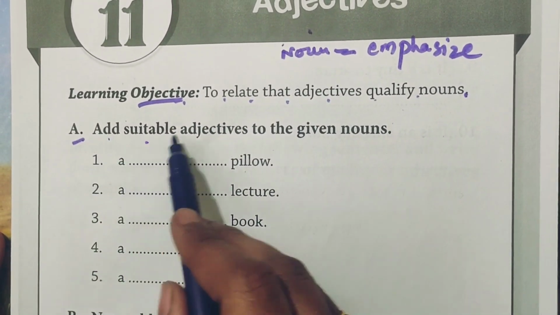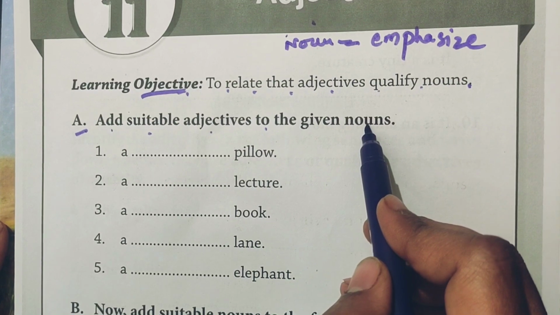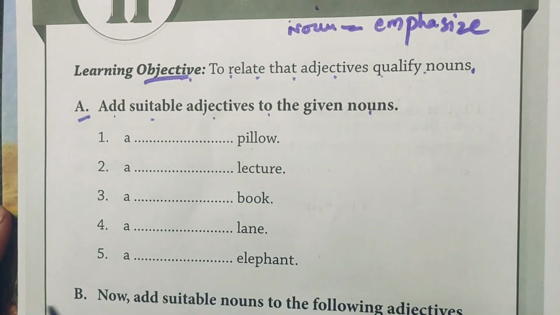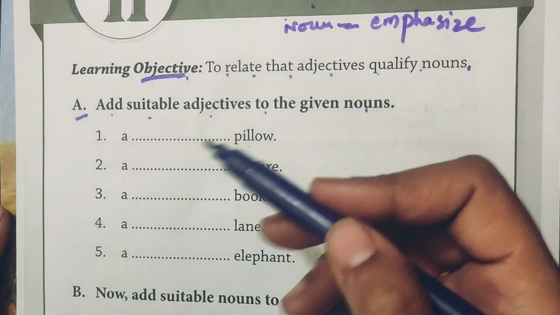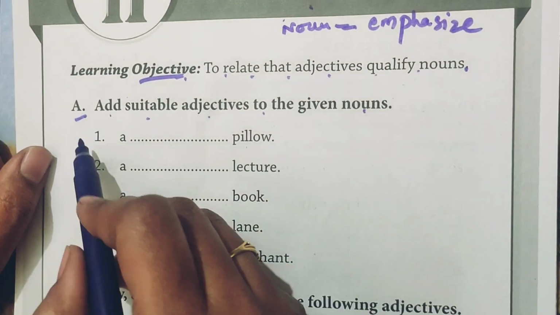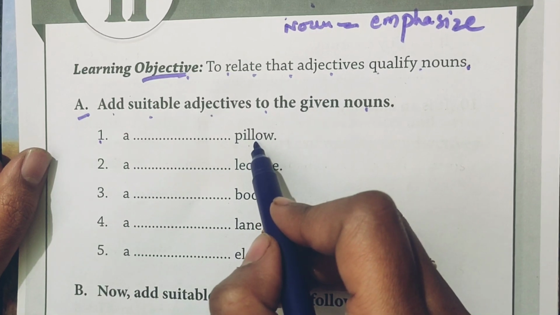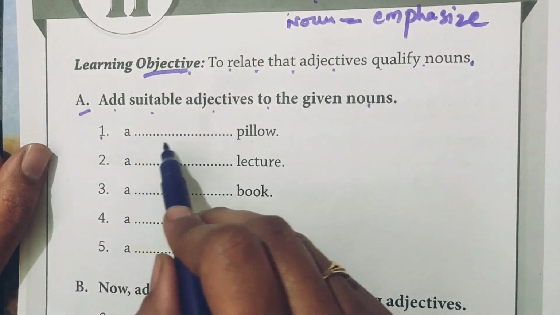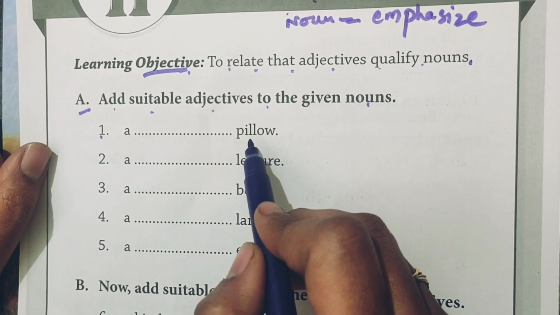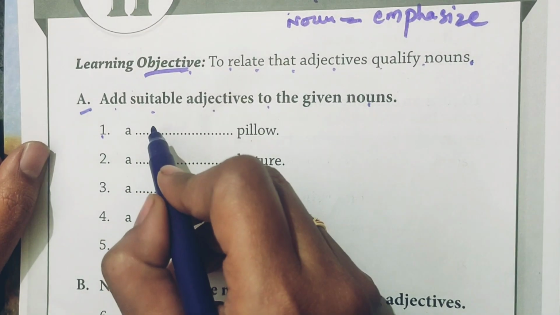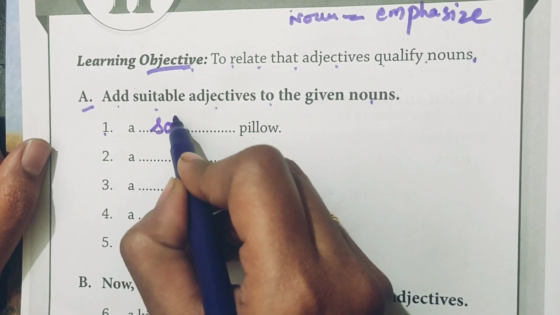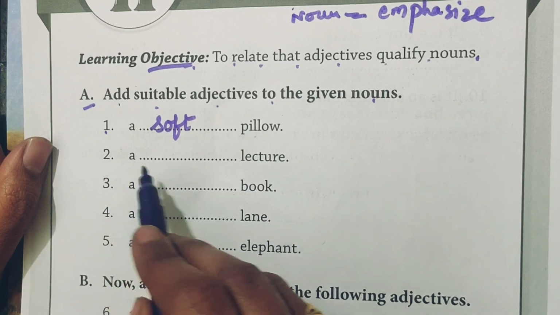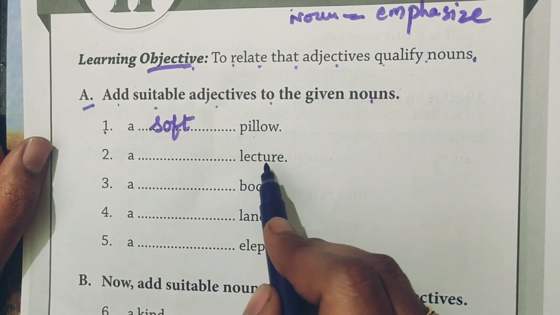So now we are doing the first part: add a suitable adjective to the given noun. They have given us the nouns and we have to add a suitable adjective to them. So the first one is a dash pillow. What quality do you think a pillow has? That word we have to put in the blank. So here I am putting the word soft, a soft pillow. There can be many words we can use. The answers may vary for this worksheet.